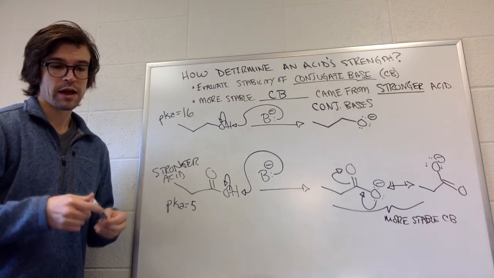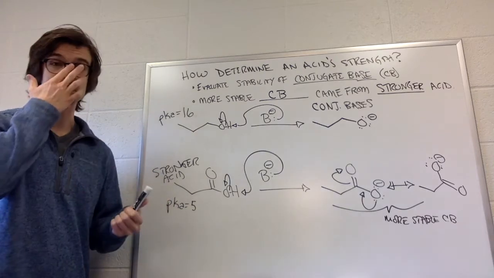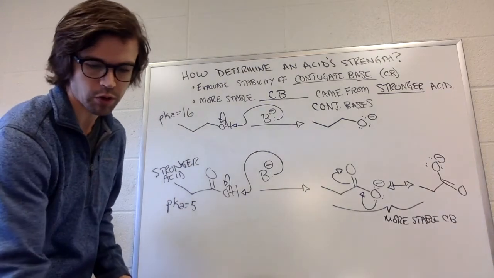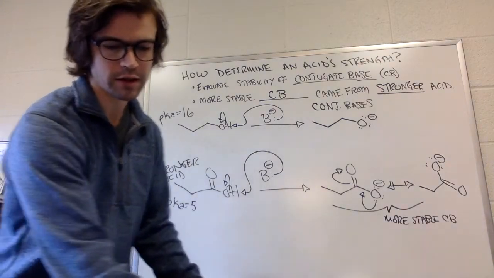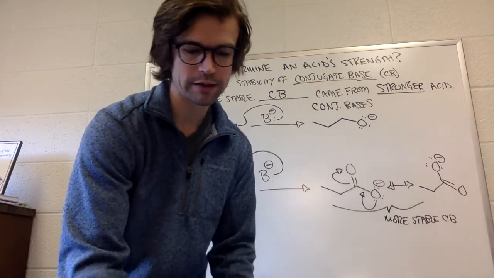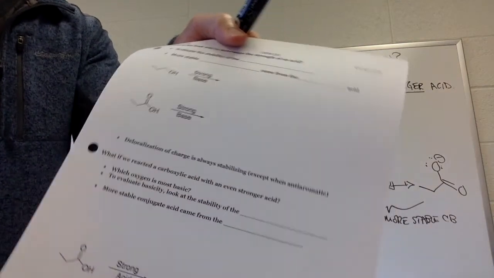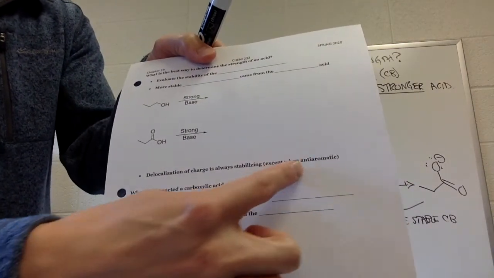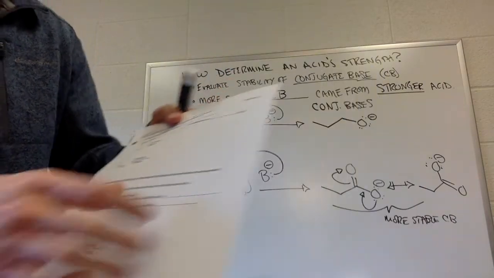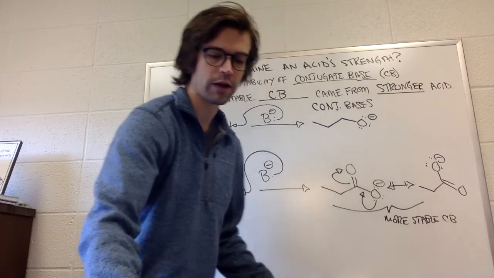And why was that? Again, it's because the negative charge is delocalized. The bullet point on this page of the notes that we're filling in, page 3 of our note packet, says delocalization of charge is always stabilizing, except when anti-aromatic. So why was this more stable? Because that charge was delocalized.